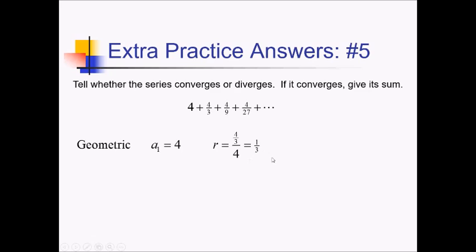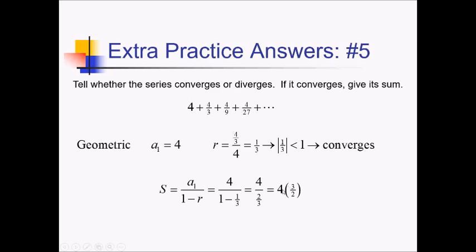Absolute value of that is less than 1, which is telling us that this series is going to converge, so we can actually figure out the sum. So that's a1 over 1 minus r, which is going to be 4 over 1 minus 1/3. So that's 4 over 2/3, which if I flip that, I'm really doing 4 times 3 over 2. 4 and 2 cancel to give me a 2 here, so we're really doing 2 times 3, which comes out to 6.